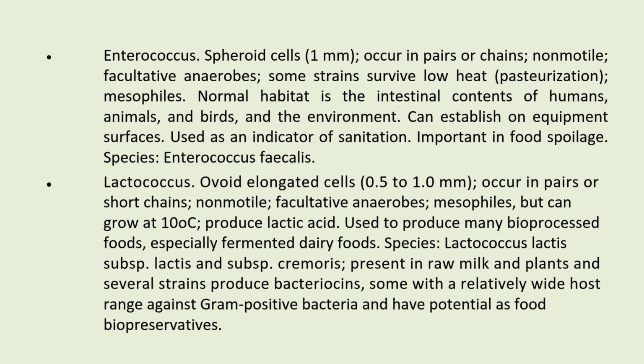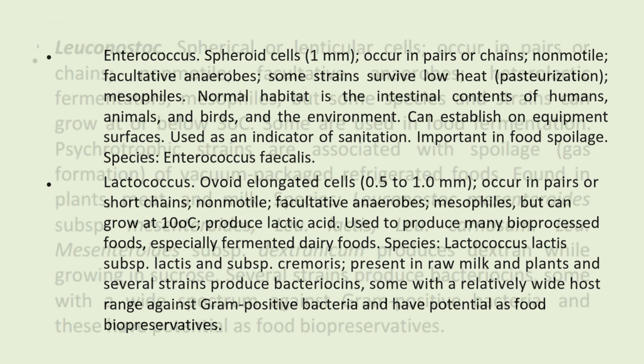Now we have Lactococcus. These are ovoid elongated cells that occur in pairs or short chains. They are non-motile facultative anaerobes and mesophiles that can grow at 10 degrees Celsius. They produce lactic acid and are used to produce many bioprocessed foods, especially fermented dairy foods. Species include Lactococcus lactis subsp. lactis and subsp. cremoris. Several strains produce bacteriocins with potential as food biopreservatives.